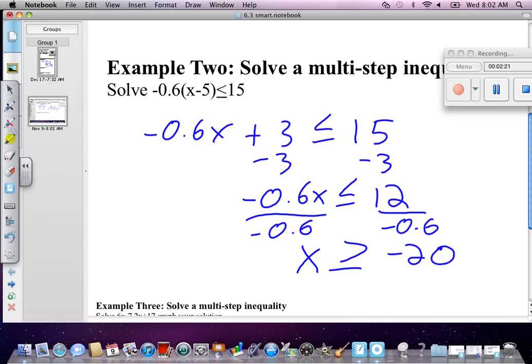Should I go over that one more time? Okay, first step we distributed. Second step I subtracted 3 from both sides. Third step I divided by negative 0.6 and I flipped my inequality because I divided by a negative. And when you graph, you've got negative 21, negative 20, negative 19. Is it going to be an open or a closed circle? Closed, because it's underlined. And x is greater than it, so we point towards greater.